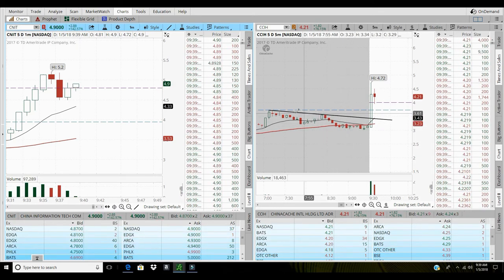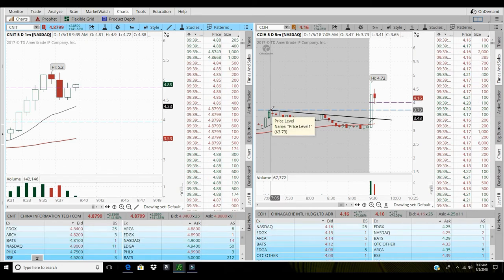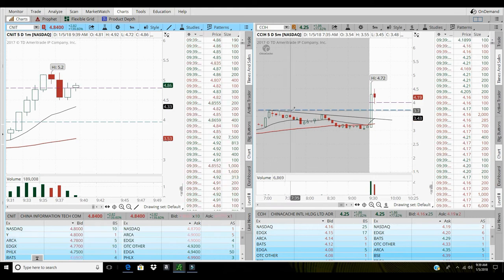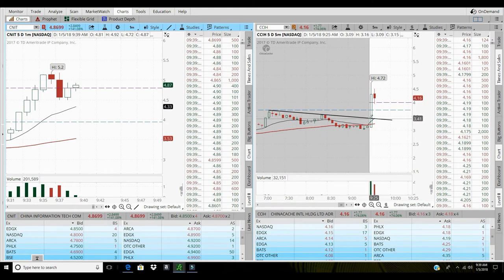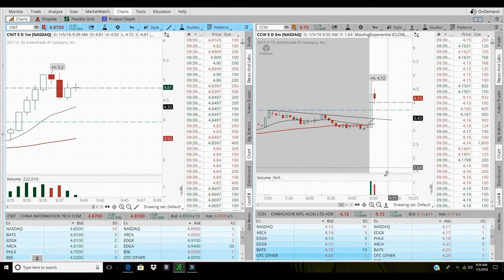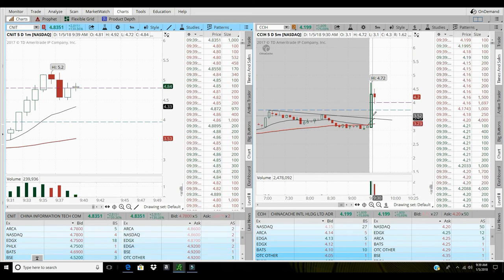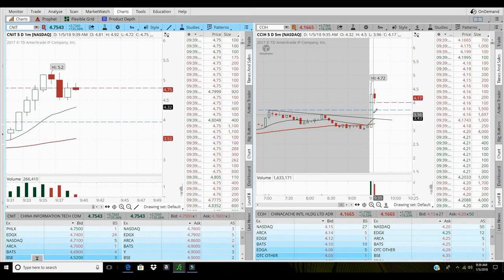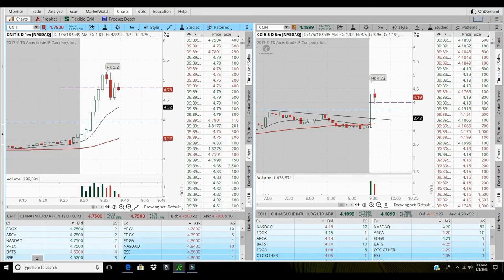So, right here, got a pre-market high of 3.73 on CCIH. The stock pushed lower pre-market, so I look for a break above this trend line. We got the break, we got the volume to increase. So what did I do? I took the trade. As the stock pushed higher, I scaled out and made profits.